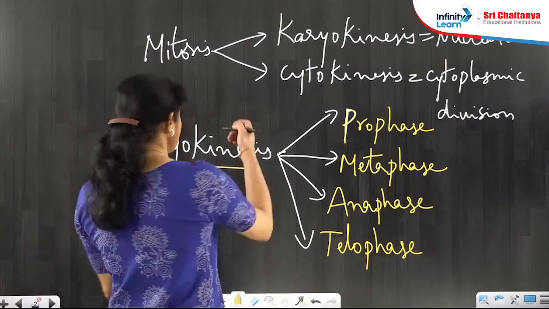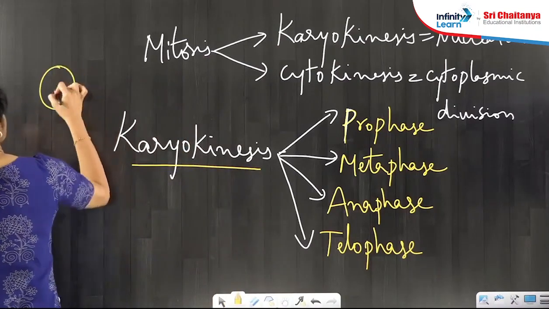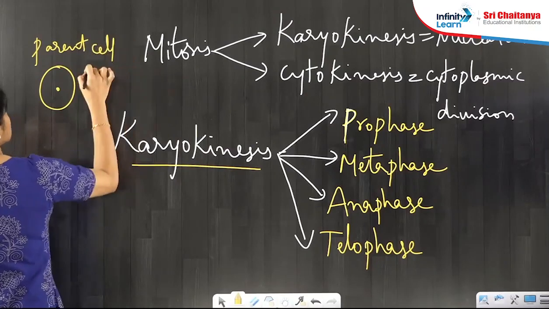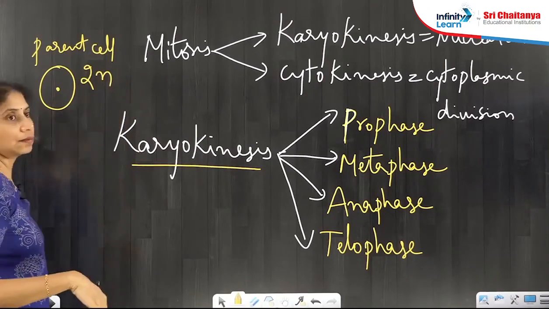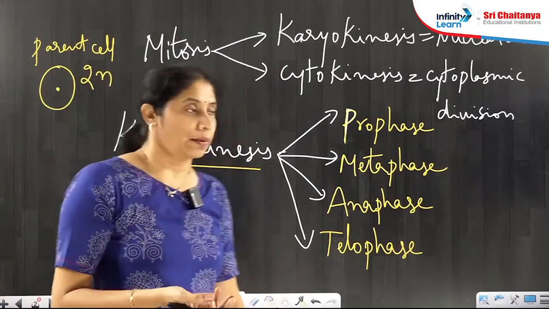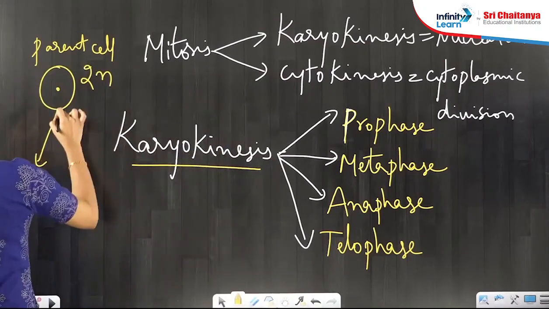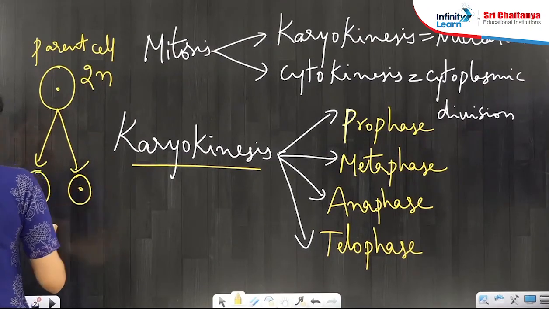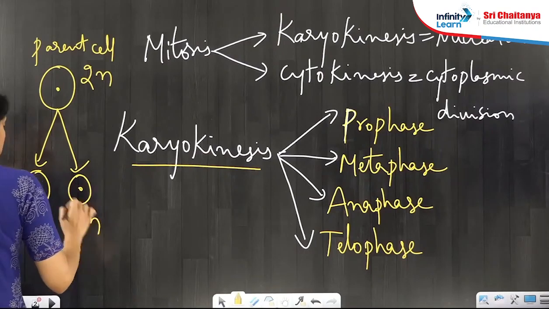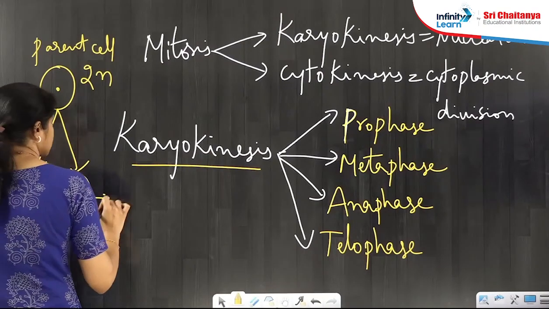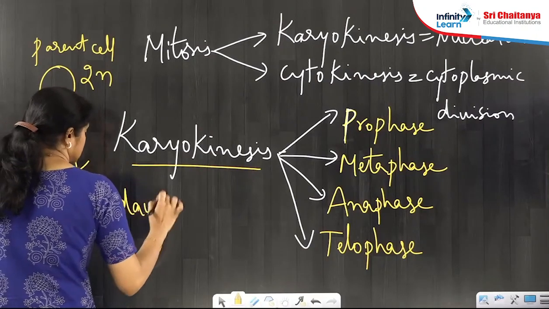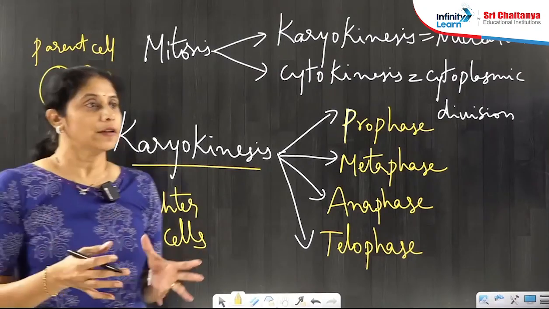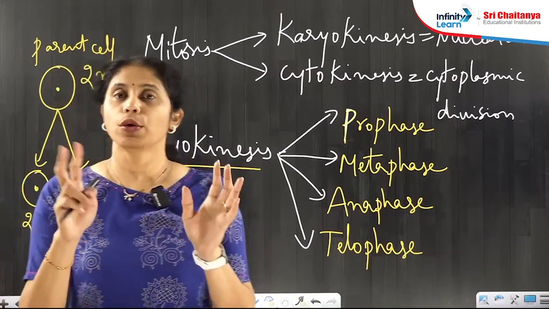Now, as I told you, in mitosis, one cell will enter. The cell which is entering is called as parent cell. And it will generally happen in the diploid cells. The parent cell is generally diploid cell. And after the mitosis, this cell will form two cells. These two are also diploid cells. And these two are called as daughter cells. So by mitosis, one parent cell will be forming two daughter cells.